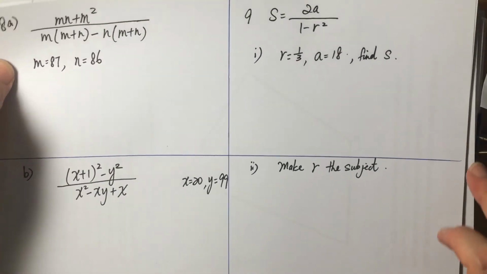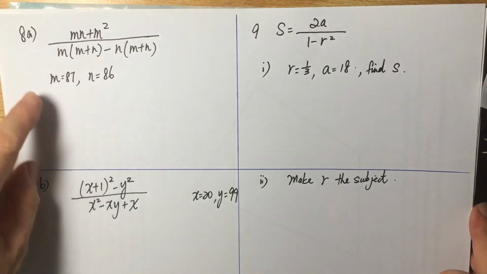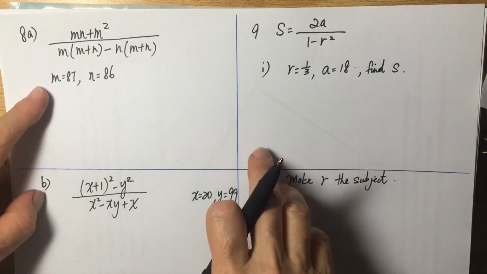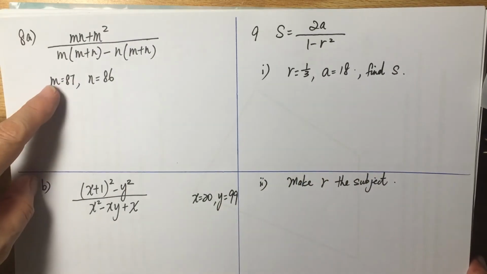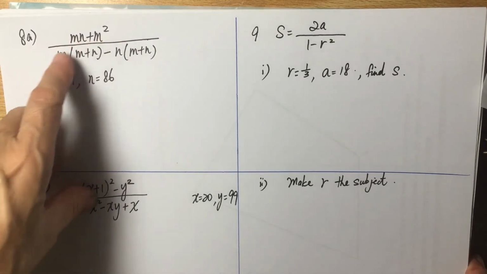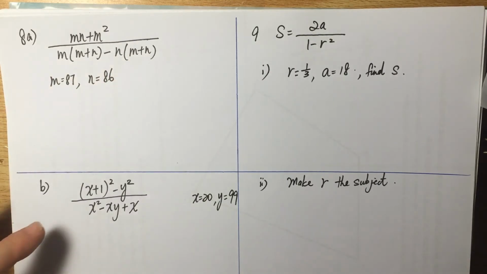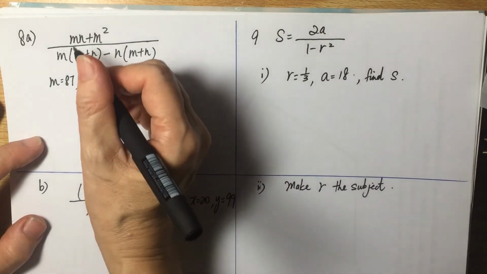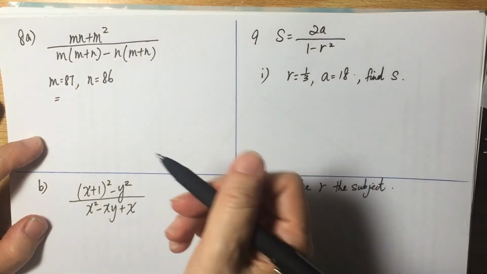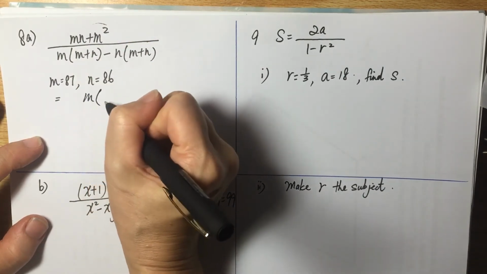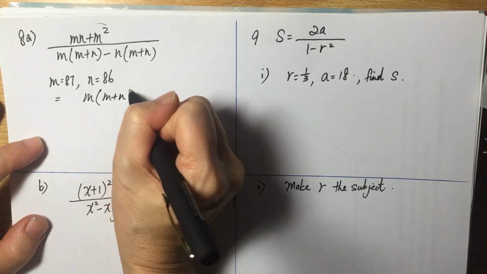Next, question 8. We want to find the value of this expression without using a calculator. Can you see that when you have m 87, n 86, if you were to do substitution into every one of them, you're going to get very tedious working. So what we're going to do is simplify using algebra first. Can you see that there's a common factor of m? So I will have m plus n.